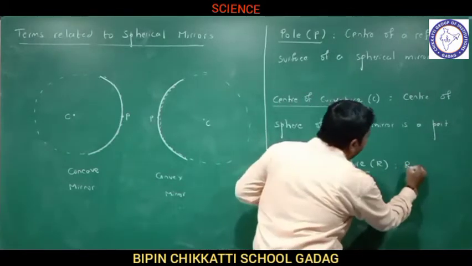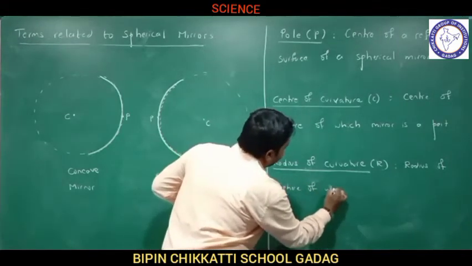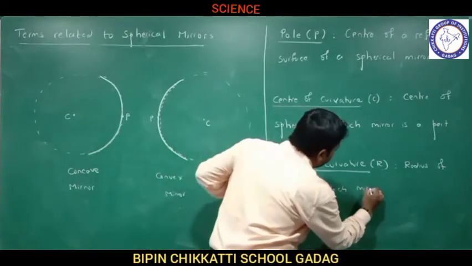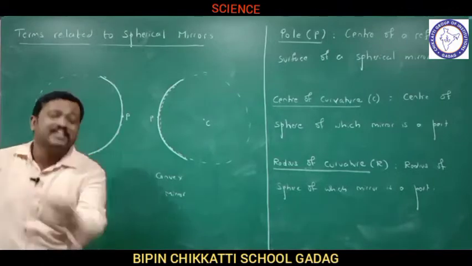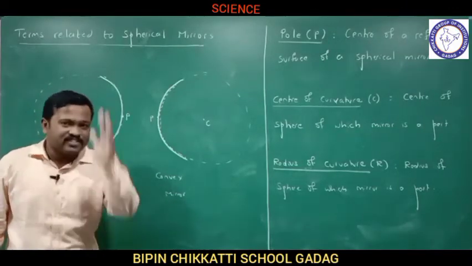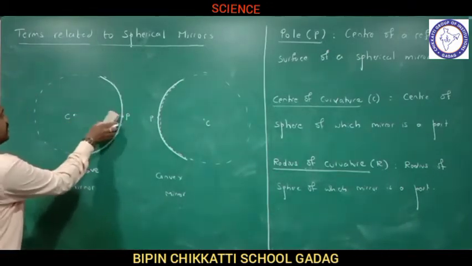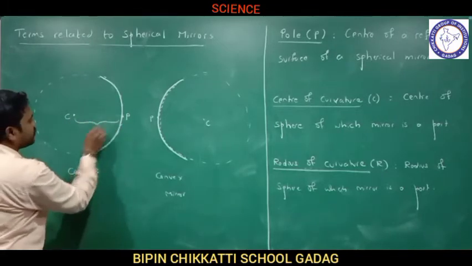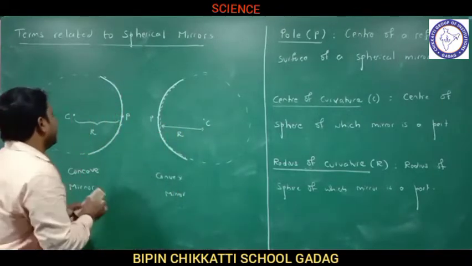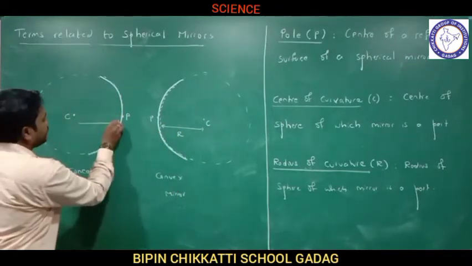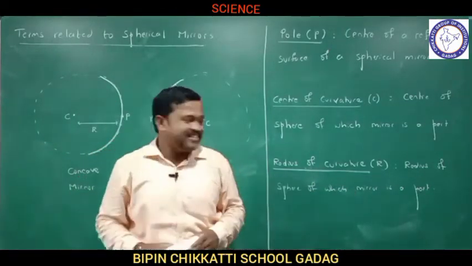Here is the center of the sphere, and this is the radius of the sphere of which the mirror is a part. That radius is called the radius of curvature. So this distance is called the radius of curvature. This is the radius of the sphere of which the mirror is a part, and that is called the radius of curvature.